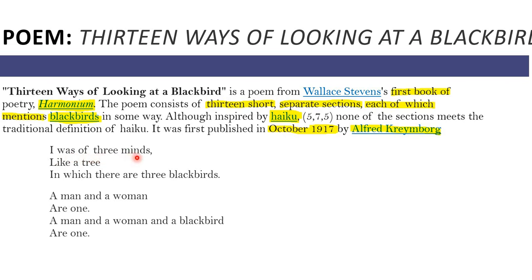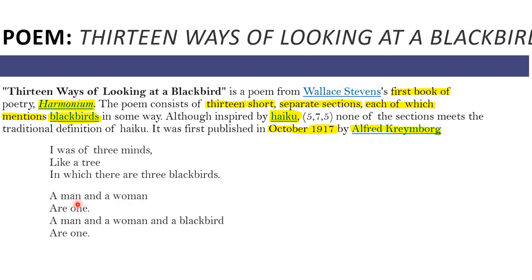I was of three minds, like a tree in which there are three blackbirds. इसमें तीन माइंड की बात की गई है, और आप देखिए तीन माइंड और वो भी like a tree, यानी कि एक पेड़ के तीन दिमाग हैं. So this is one of the examples, and this is one of the parts of life when there are multiple psychological aspects of the person and they are pondering over different things. Now the next part is a man and a woman.